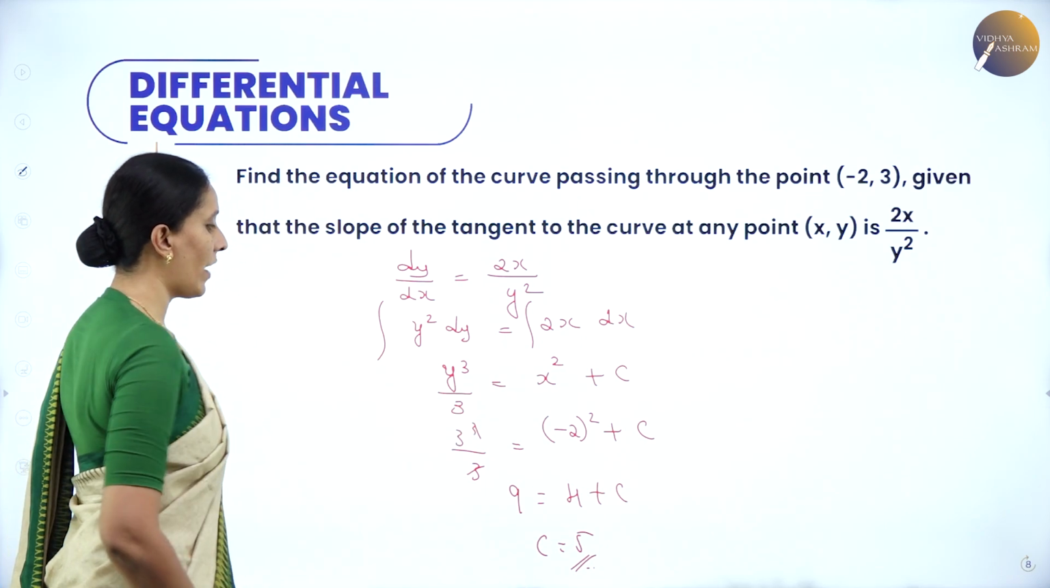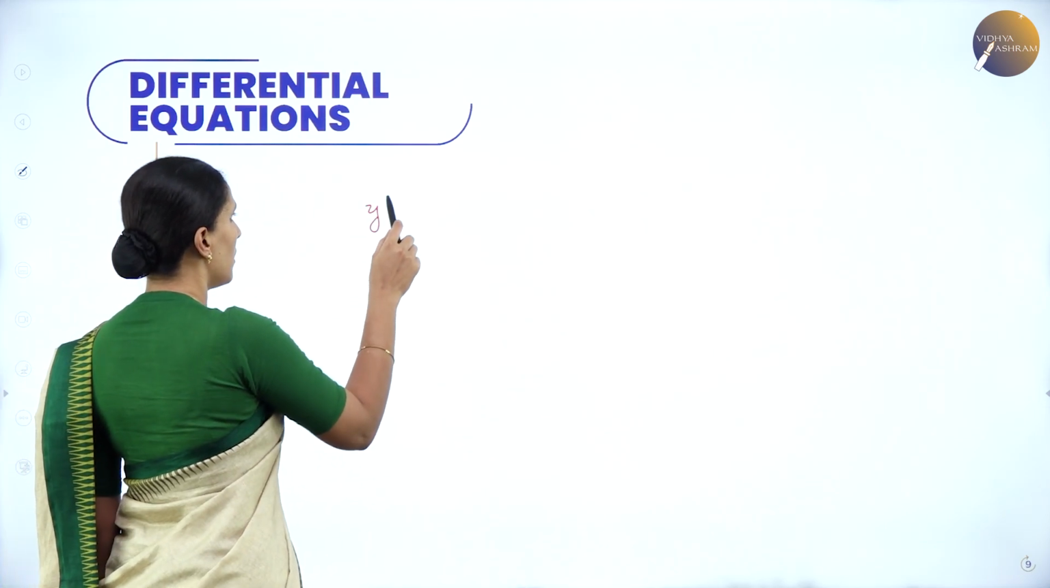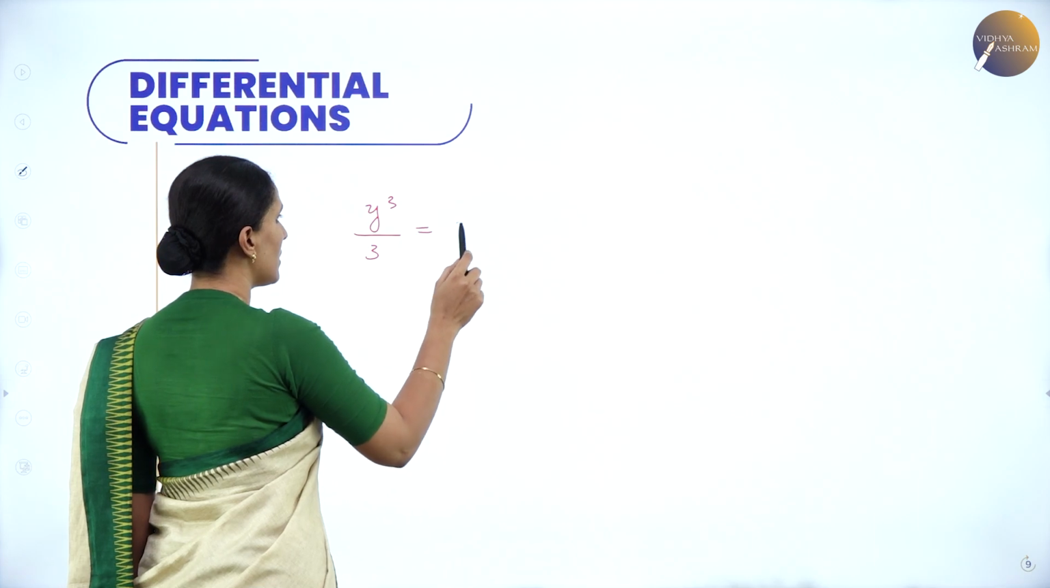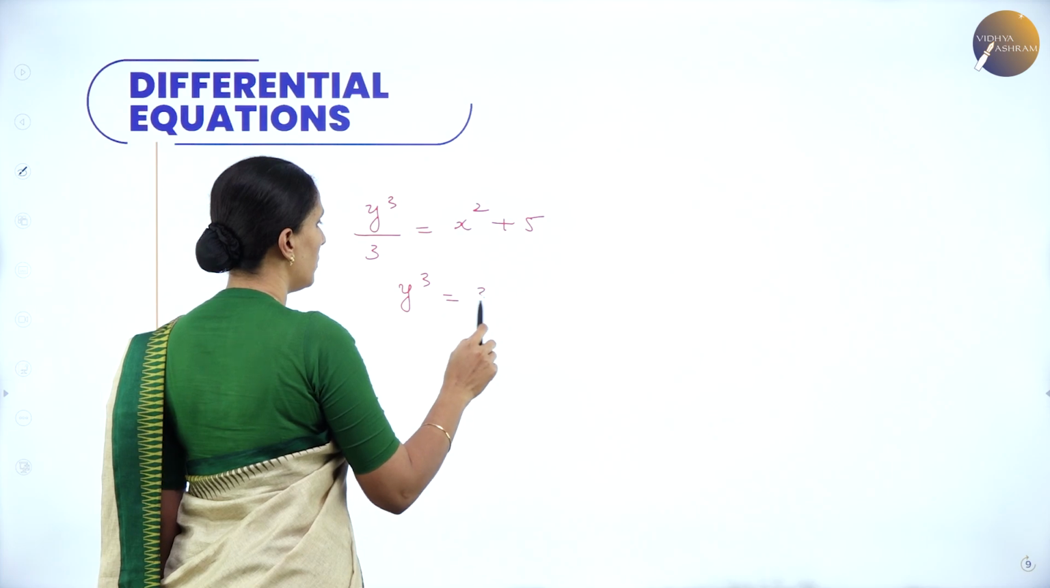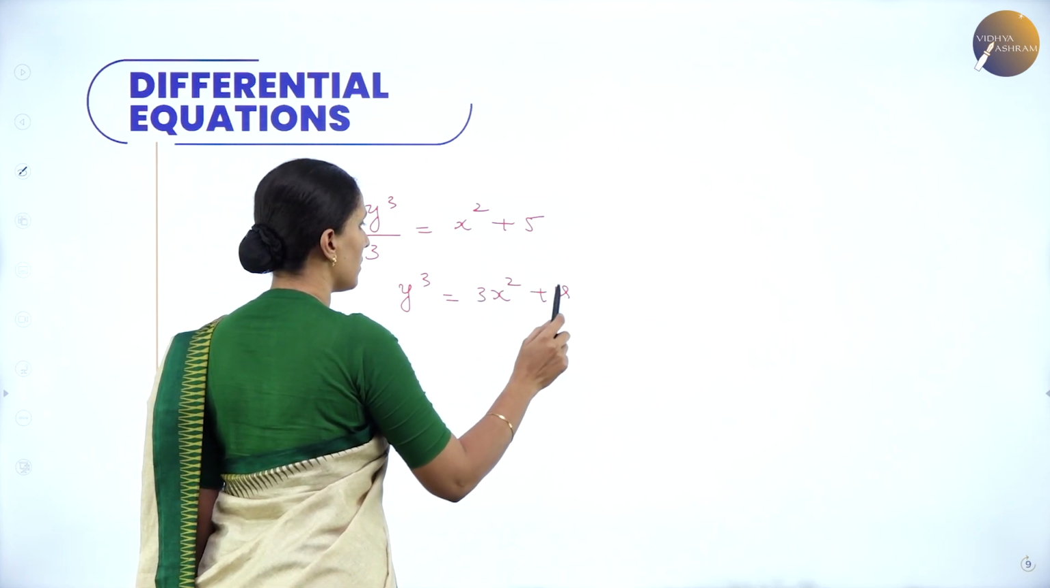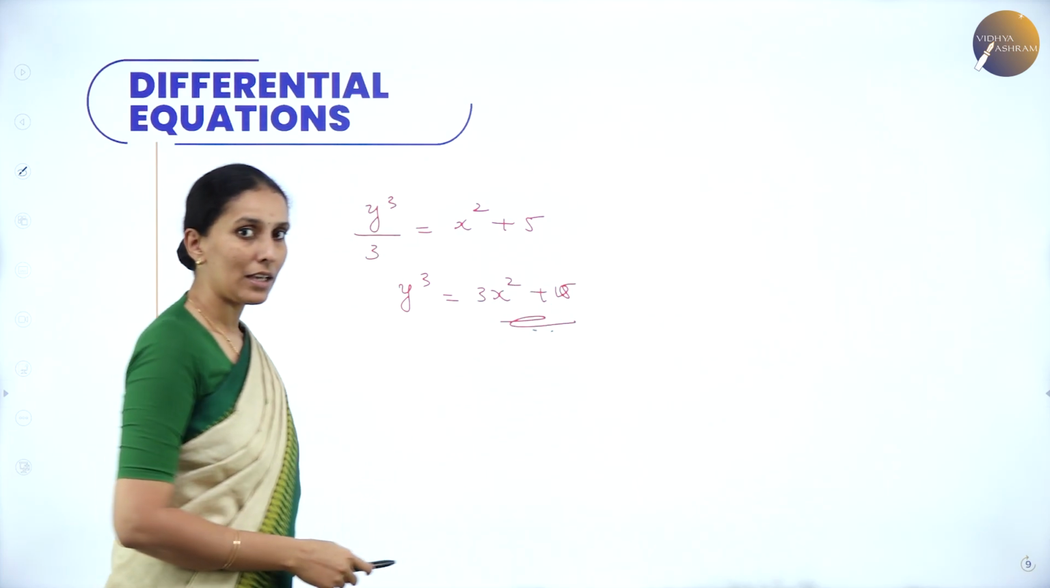Substituting c = 5 in the equation, we get y³/3 = x² + 5, or y³ = 3x² + 15. So this is the required equation.